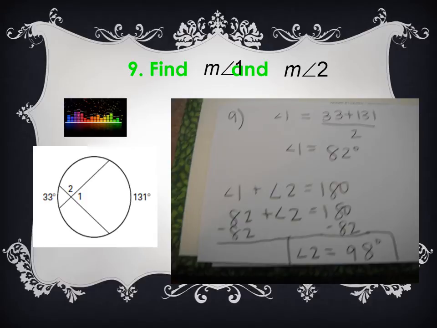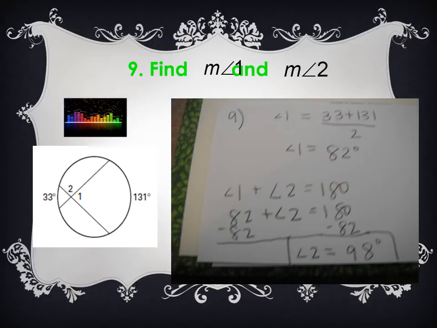Angle 1 has a vertex that is inside the circle. Therefore, we will use the formula that goes with that. That is, angle equals arc plus arc over 2, or the average of the arcs. So angle 1 equals (33 plus 131) degrees over 2. When you put that into the calculator, you get 82 degrees.